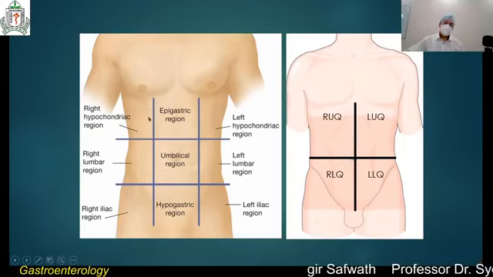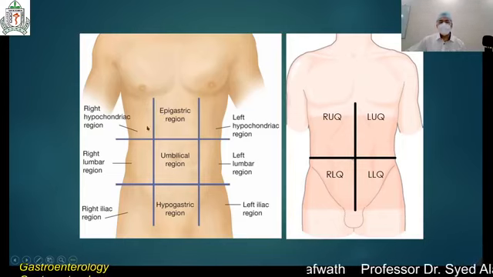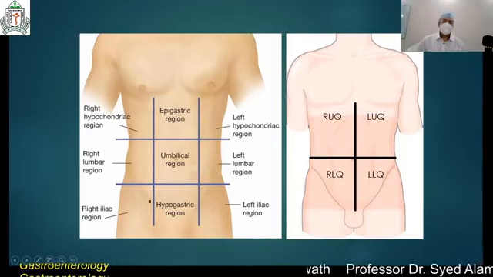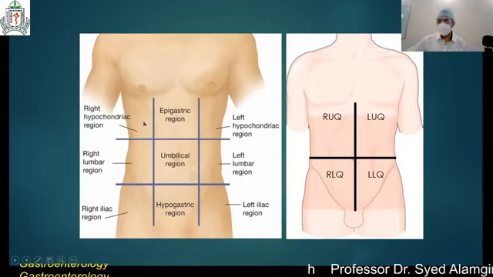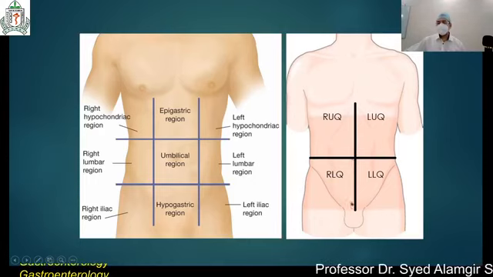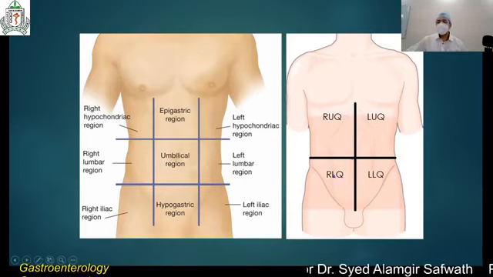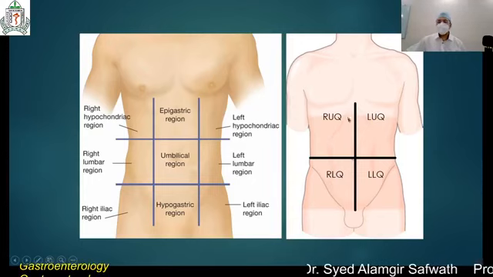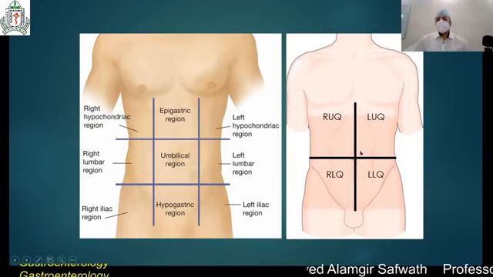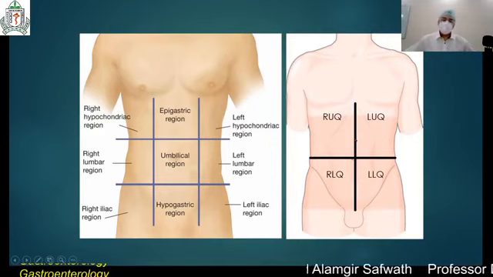And every segment has its own anatomical structures. So if you can locate the site of the pain from the patient, then you can easily imagine the source of the pain. In other words, the abdomen can also be divided into four quadrants by the midline and the transumbilical line. So there are the right and left upper quadrants and right and left lower quadrants. So if the patient can locate the site of the pain, you can think about your differential diagnosis. It narrows your differential diagnosis.